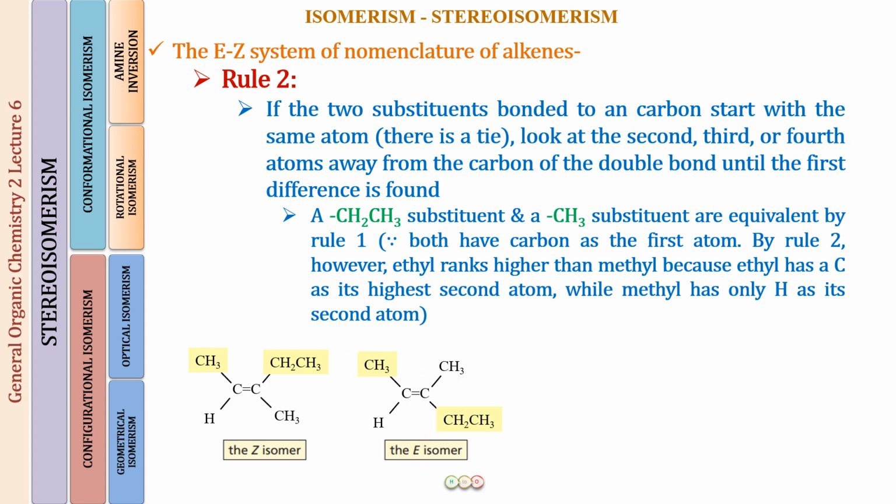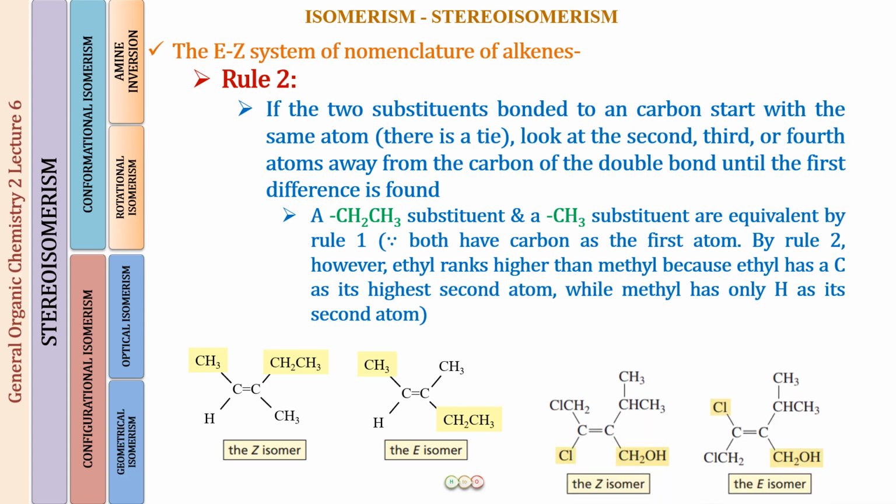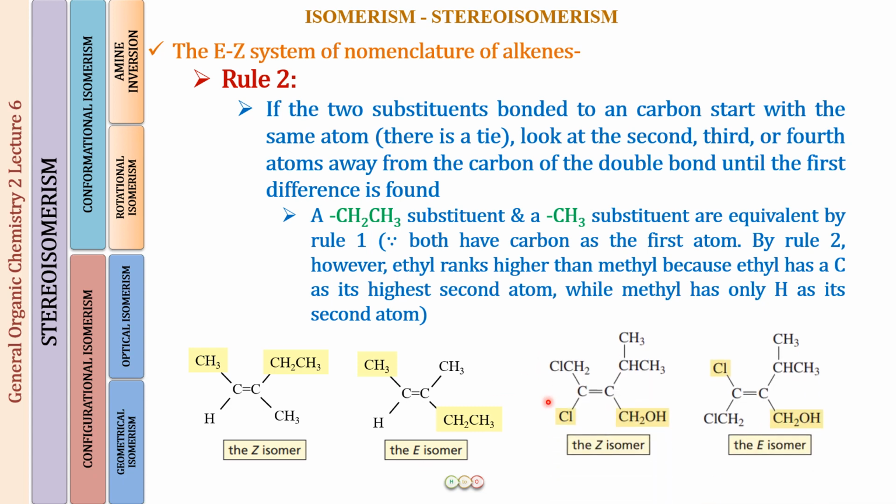We can do one more example to make the concept better. So let us look over here. Here, on this side we have a carbon and a CH2Cl, and this is a Cl. So the point of attachment to the carbon is a carbon and a chlorine. So chlorine will be the group of higher priority. Alright, on the other side we have a CH2OH, and here we have a CH3CH3.